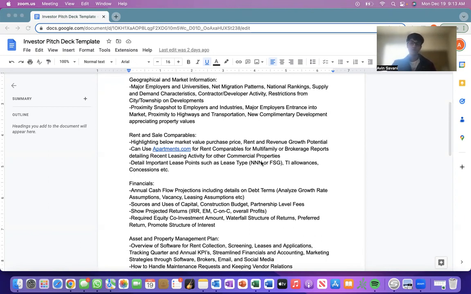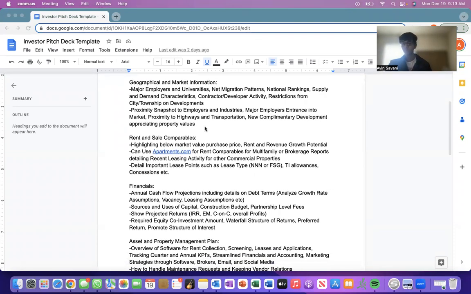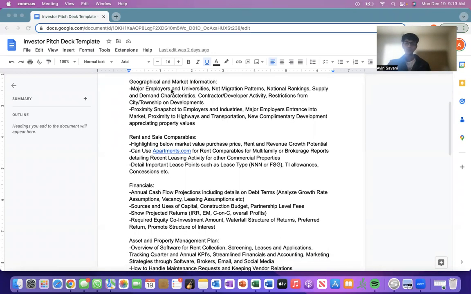So some I noted here: major employers and universities. That's really important. I think universities have a huge impact. Institutional real estate has a huge impact on all of the surrounding environment, the number of families that move into the area, and more economic growth in that area. So I would take a look at the major employers and the universities.